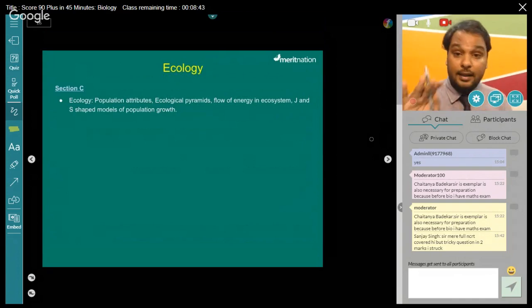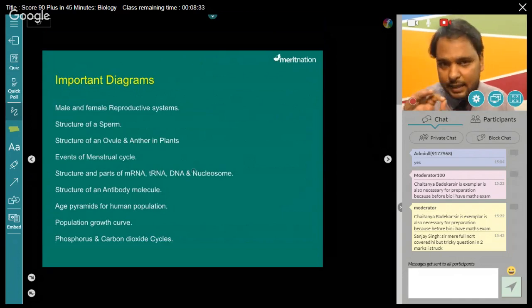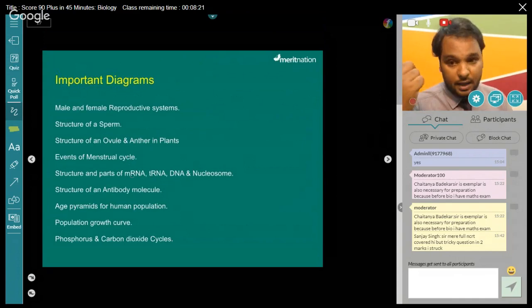Now the next important thing, what are the important diagrams that I have listed here. And some I'll show you also. Male and female reproductive system. It's slightly tough, but try, and labeling is very important there. Structure of sperm, absolutely very, very important. Structure of ovule and anther in plants. Events of menstrual cycle, structures and parts of mRNA, tRNA, DNA, nucleosome. Nucleosome is very important, asked last time. Structure of an antibody molecule, age pyramids of human population, population growth curve, and phosphorus and carbon dioxide cycles.